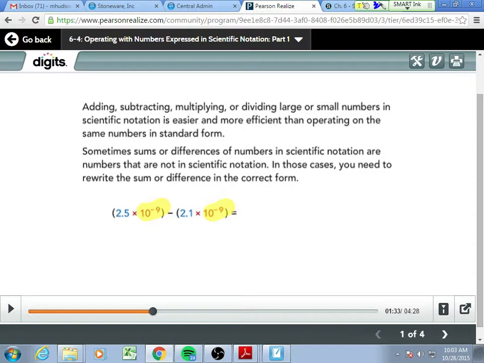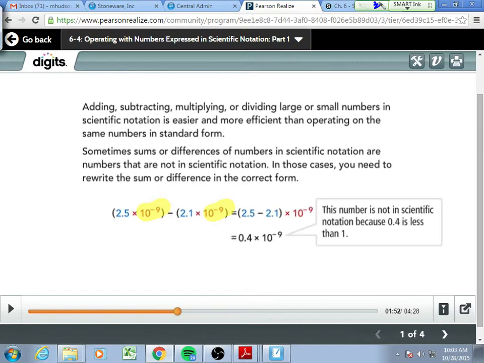This one's not on your paper, but you do have one very similar to this on your paper. Notice that your powers of 10 have to start the same. To add or subtract, your powers of 10 have to start the same. So we have 10 to the negative 9th, 10 to the negative 9th, and since they start the same, they end the same, and all you do is the operation with the bases, the 2.5 and the 2.1. You apply the subtraction, and you keep your 10 to the power.